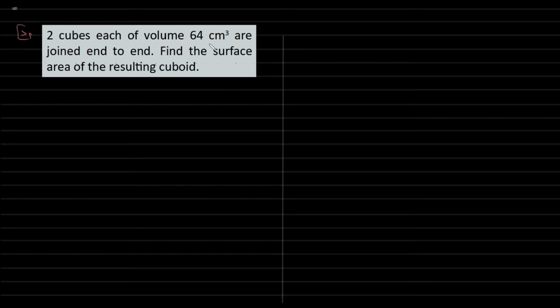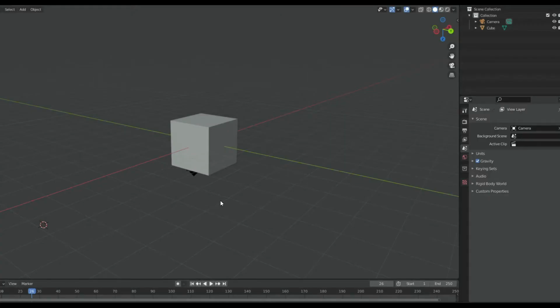Two cubes, each of volume 64 centimeter cube, are joined end to end. Find the surface area of the resulting cuboid. Okay, what is it that they are telling? Well, we have a cube. So what is the property of a cube?